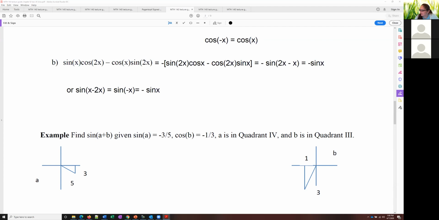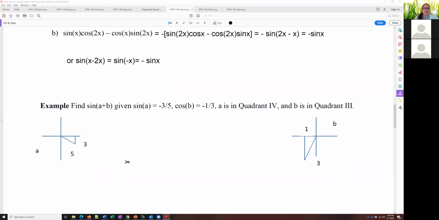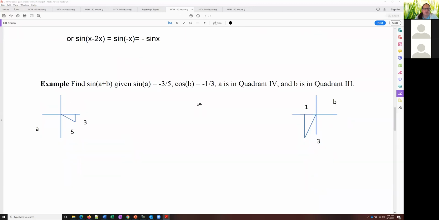And if you guys don't have any questions, then we'll go ahead and take a look at this next problem. It says that we want to find the sine of A plus B, and we're given that the sine of angle A is equal to -3/5, and that the cosine of angle B is equal to -1/3.